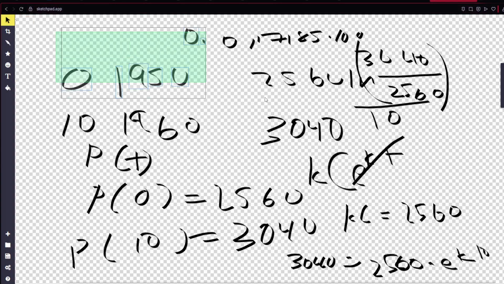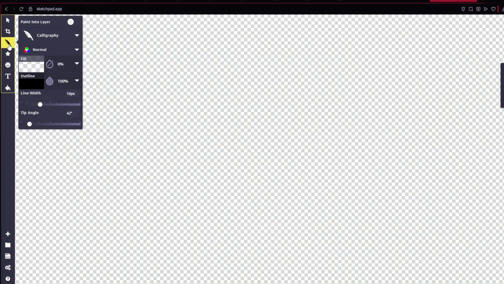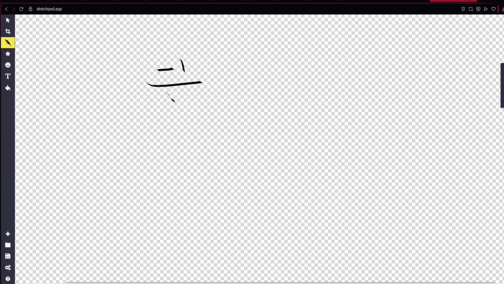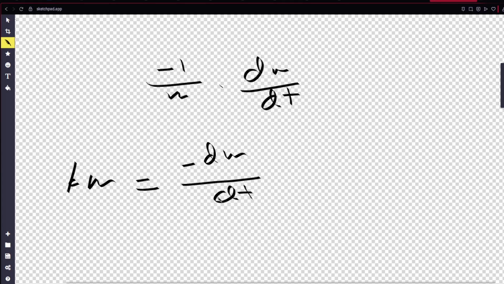Radioactive decay can be modeled the same way, except it's decay. So it's important to note that decay models also work. Relative decay is equal to negative 1 over m times dm over dt. So that means k times m, where k is the same constant, is equal to negative dm over dt, because we just multiply by m on both sides. So again, you can use some logic here.